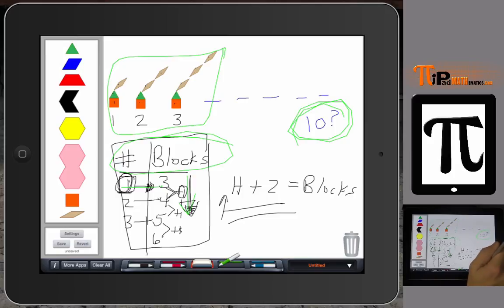So this is a quick little video about using patterns and algebraic thinking with the pattern blocks.